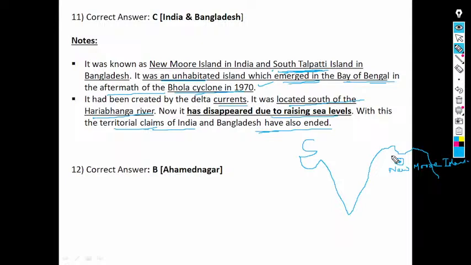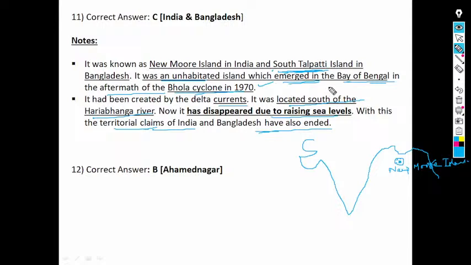So I mean it is a bit enigmatic, we can say. Very mysteriously it came out when there was a cyclone. It came out maybe because of the static movement, and it drowned because of the sea level rise particularly.